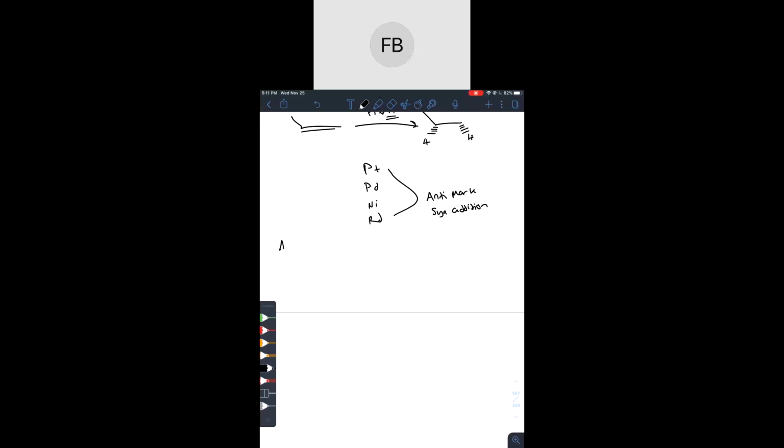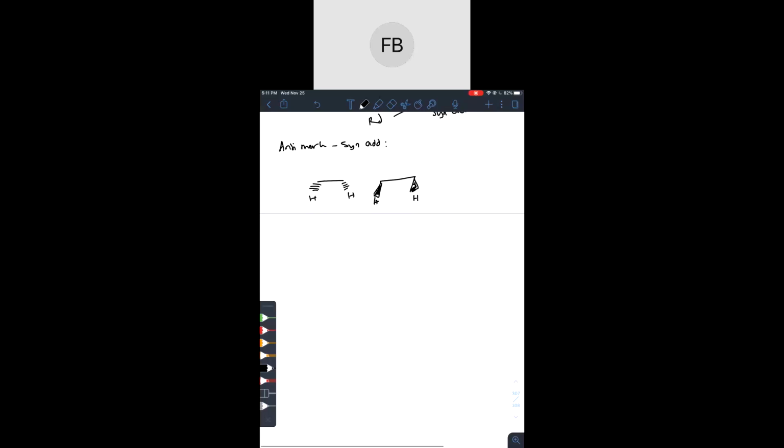So anti-Markovnikov, which is syn addition, can look like both of them going up or both of them going down. That's it. And then we have the opposite of that, which was Markovnikov, which is anti-addition. And that just looks like the opposite.